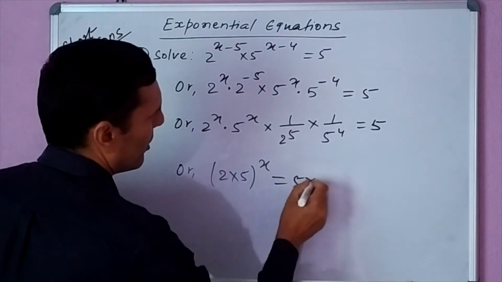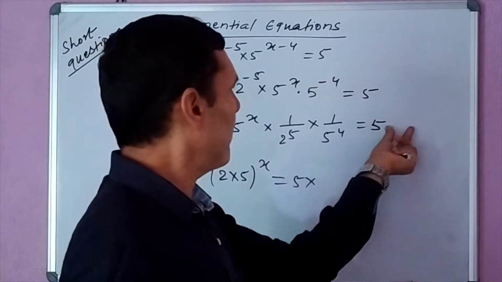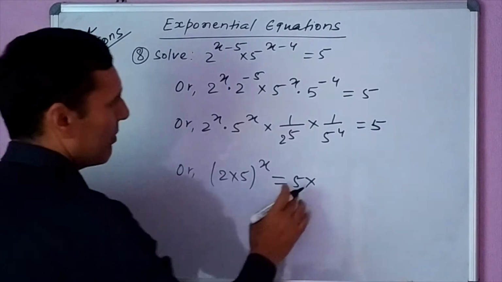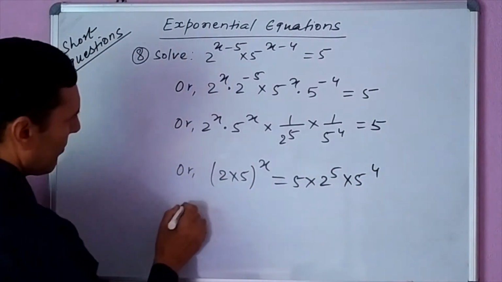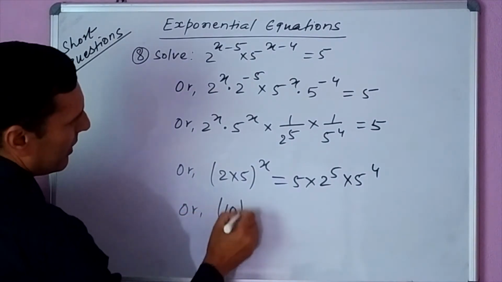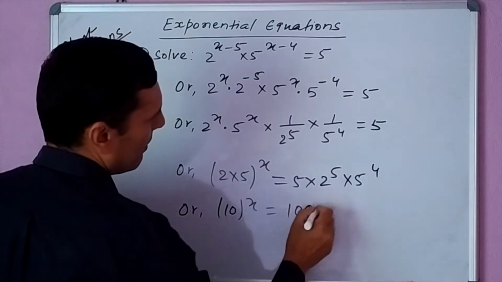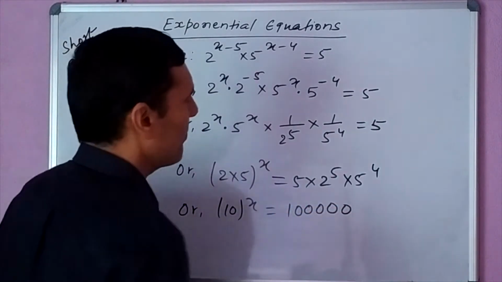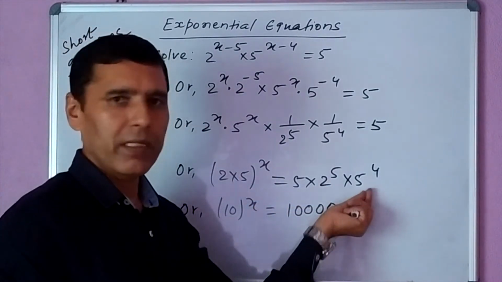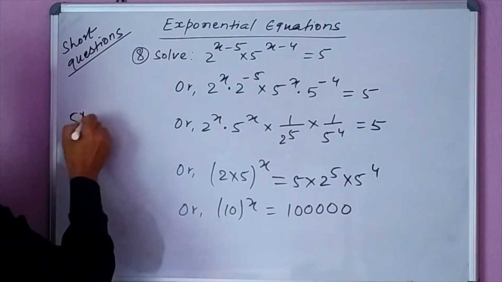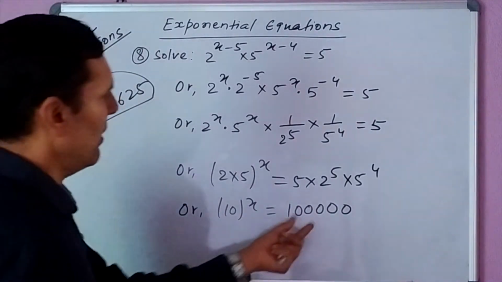And this 2 to the power 5 and 5 to the power 4 both go to multiply this 5 on the right hand side by the rule of cross multiplication: 2 to the power 5 into 5 to the power 4. It is 10 to the power x. If we multiply these all, we get 5 into 32 into 625. If you multiply this, you will get this much.